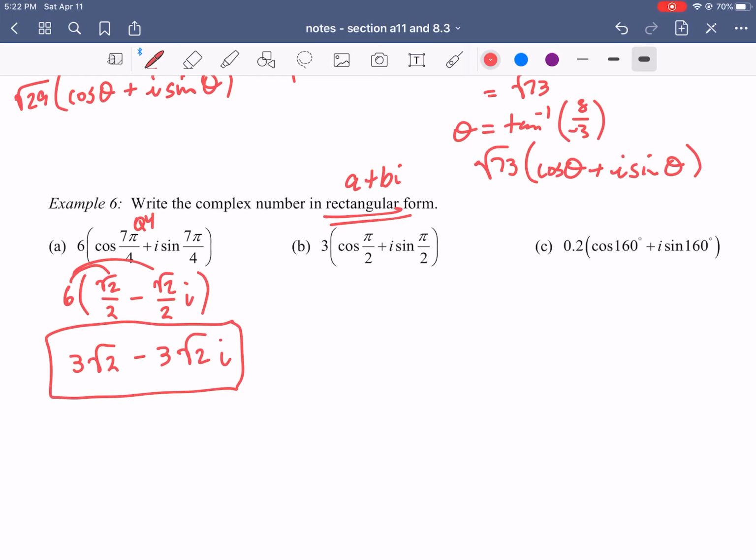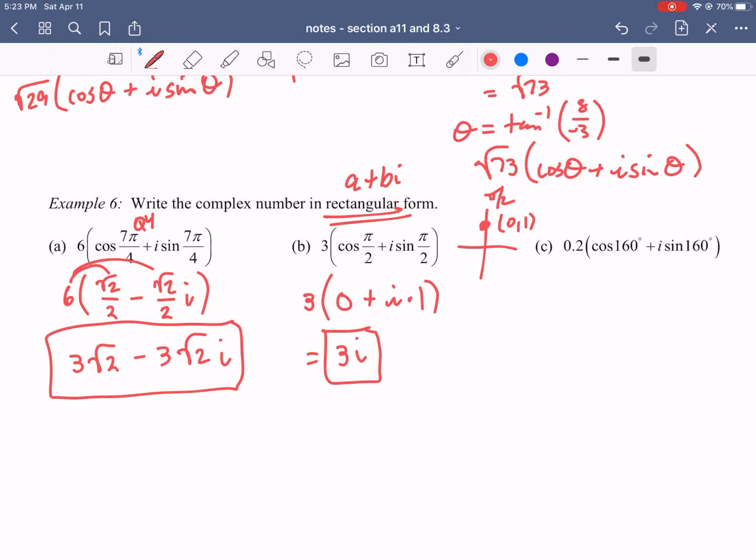Okay, number 3, we're going to do the same thing. So 3 cosine of pi over 2 plus i sine of pi over 2. And so this is going to be 3 times the cosine of pi over 2, which is 0, plus i times the sine of pi over 2, which is 1. And if you need a quick refresher of why that is, because I know it's been a second since we've done the unit circle, pi over 2 is up here at the top of the unit circle, and that's the point (0, 1), and cosine is the x-coordinate, and sine is the y-coordinate. So this is going to end up equaling no real part, and then an imaginary part of 3i.